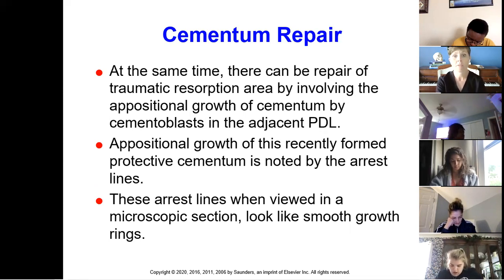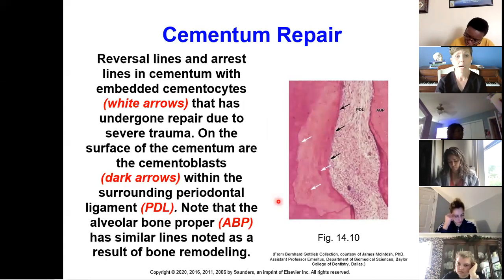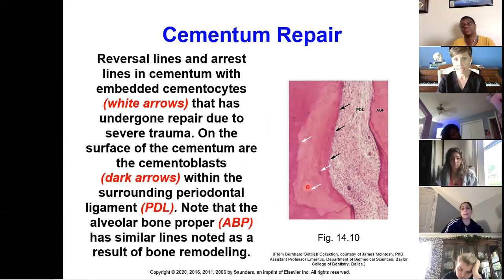Appositional growth of this recently formed protective cementum is noted by the arrest lines. These arrest lines, when viewed microscopically, look like smooth growth rings. So here you go. So the reversal lines and then the arrest lines in cementum with embedded cementocytes, that would be the white lines, right? So your embedded cementocytes and then your reversal lines and arrest lines. And then your black lines, these are things that may have undergone trauma.